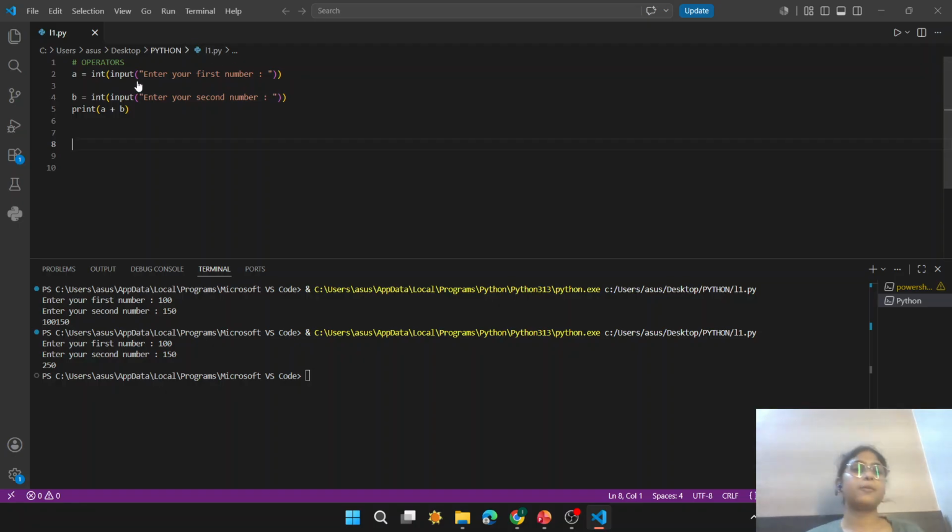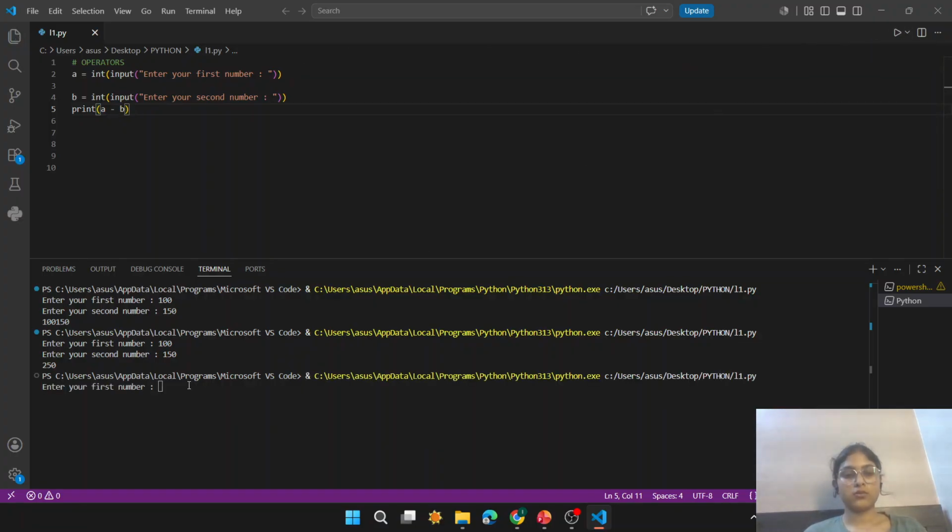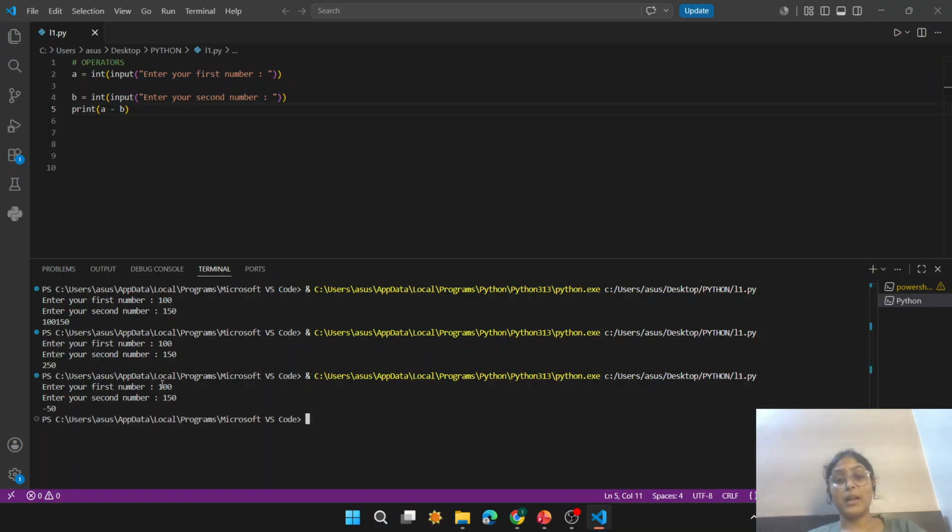So please remember that. Now, what if I want to subtract? I simply use this operator and subtract, and I got the answer minus 50. These symbols are very easy because we have been learning the same symbols in mathematics too. For addition it's plus, and for minus we use this symbol.